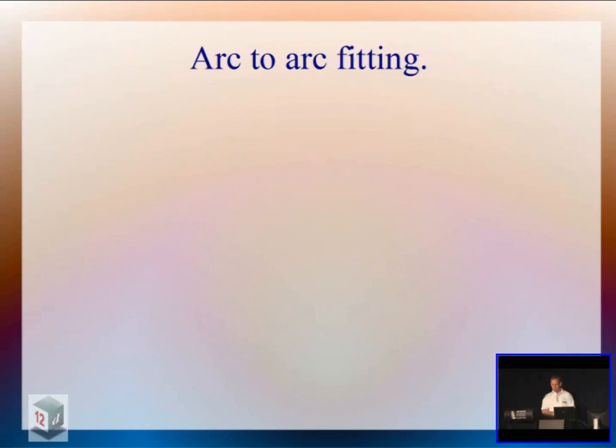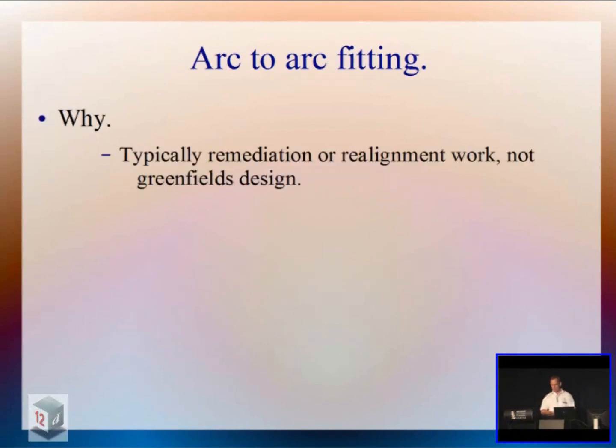And just a little final one, arc-to-arc fitting. In this case, it's mainly railway realignment, where, as I said, you'll go and survey and they'll find, well, this bit of track matches a 1,000 metre radius and this one's only 980, so we want to put a little bit of curve in between them. And that's why it's mainly railway realignment, not greenfield design, because there you just need a classic straight, transition, arc, transition, straight sort of design.